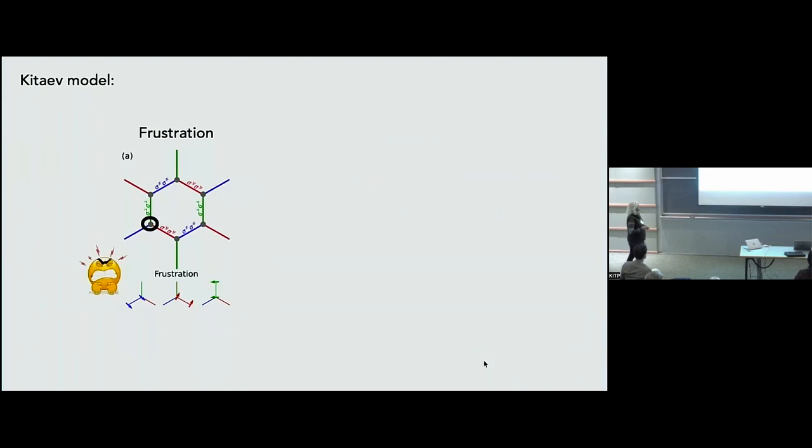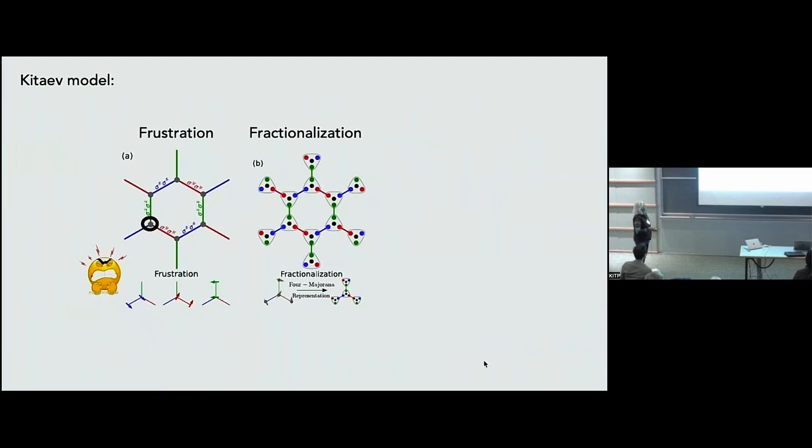So they either align along X or Y or Z. That is the origin of the frustration. What is the response of these spins? Basically, they fractionalize into four types of Majoranas. The C Majoranas are these black ones, and the ones which have these colors are the three flavors that end up giving you the gauge fields.